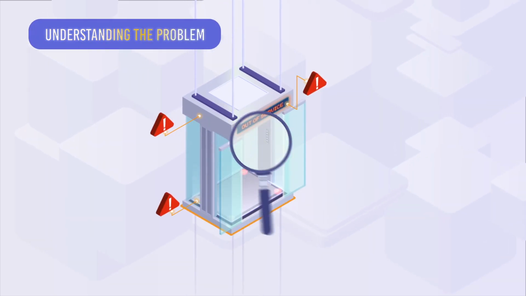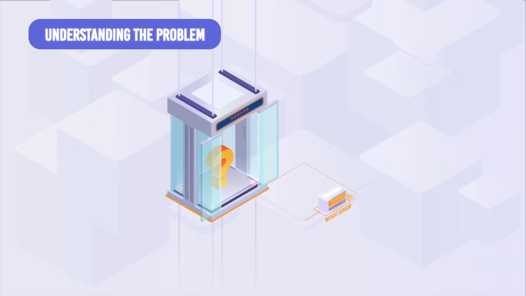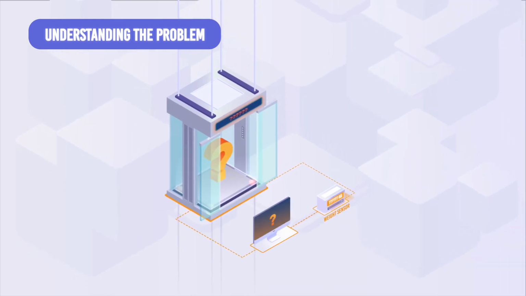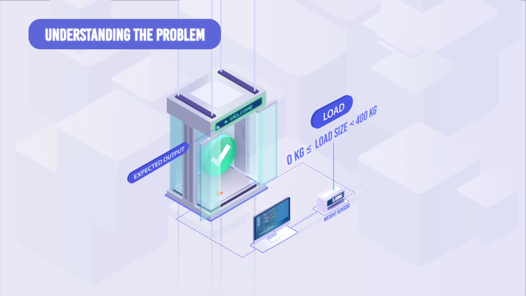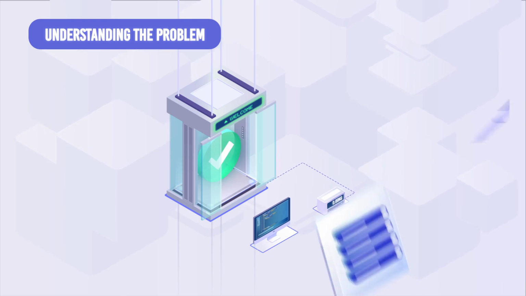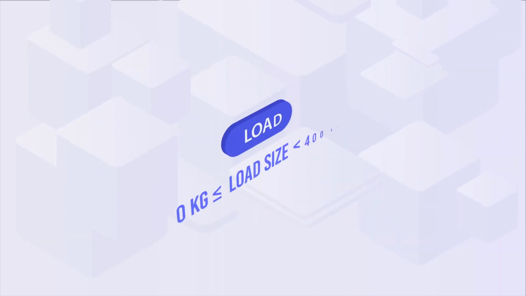Well, we need to first identify the problem that the program is solving. A problem needs to specify its requirements for valid input and the resulting output. It is clear that for the program, a valid input is from 0 kilograms to anything less than 400 kilograms. The resulting output? The elevator will operate well. Now that we know the problem, we can start testing.